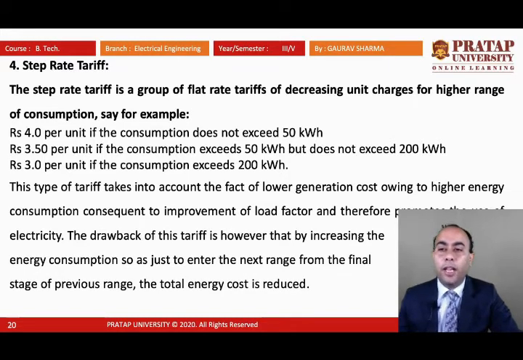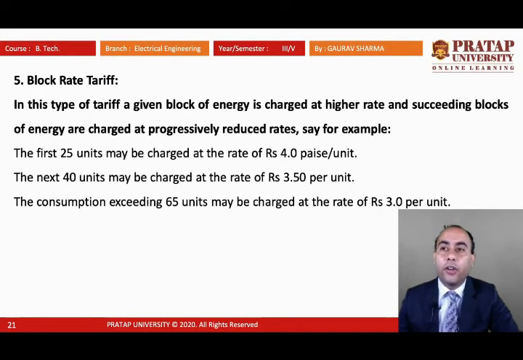So this type of tariff takes into account the fact of lower generation cost owing to higher energy consumption, consequently improving the load factor, and therefore promotes the use of electricity. The drawback is that by increasing the energy consumption just into the next range from the final stage of the previous range, the total energy cost is reduced.